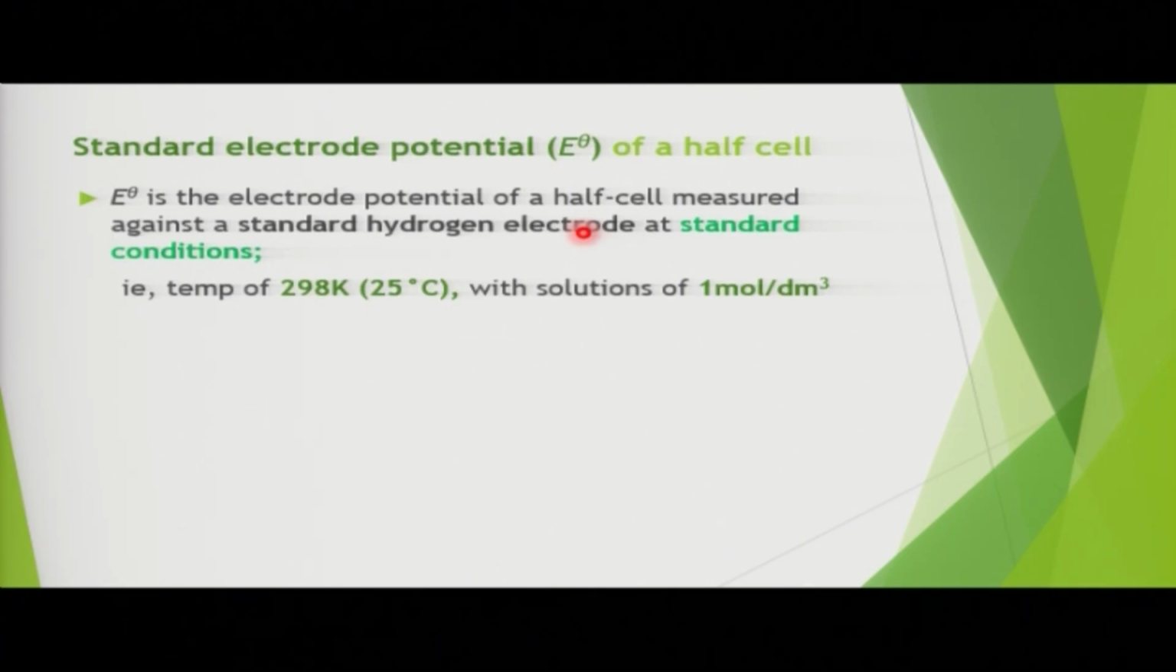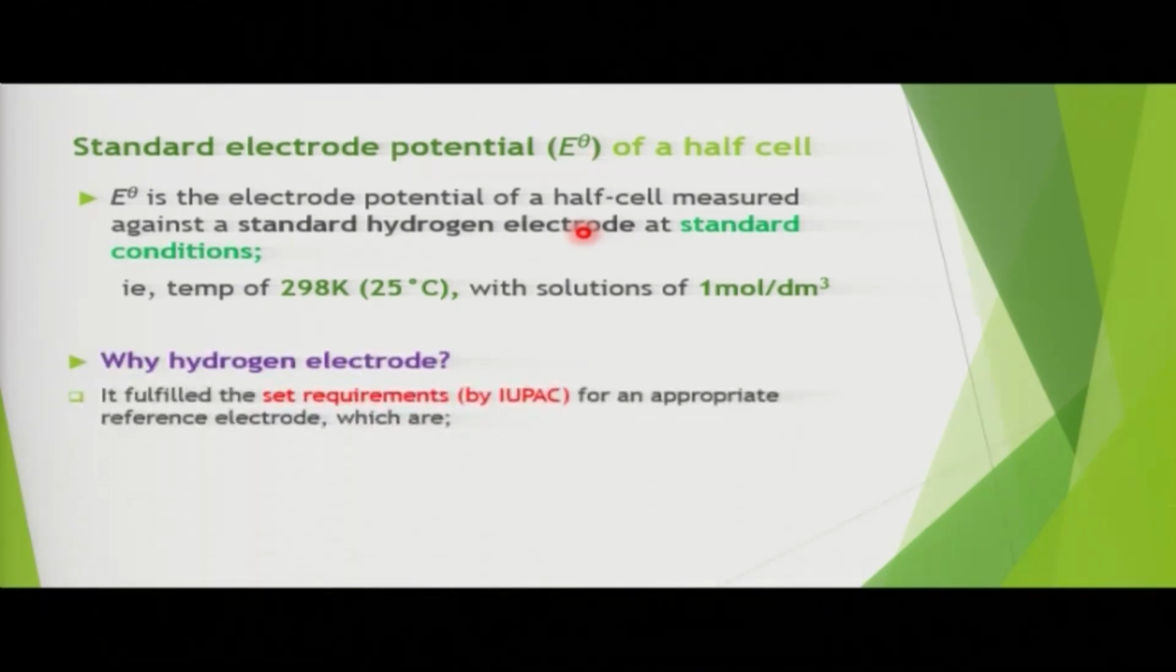So indicating we can have negative potential and positive potential relative to hydrogen, which has a 0. And this takes us to look at why hydrogen was selected. Because it fulfilled the set requirements. Again, who are those that set the requirements? The International Union of Pure and Applied Chemistry.